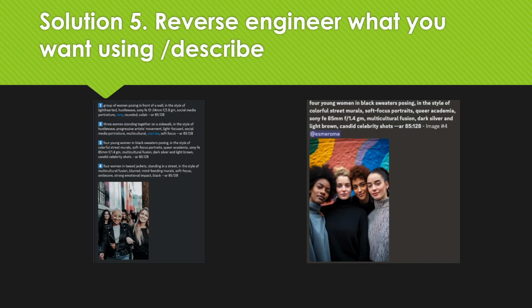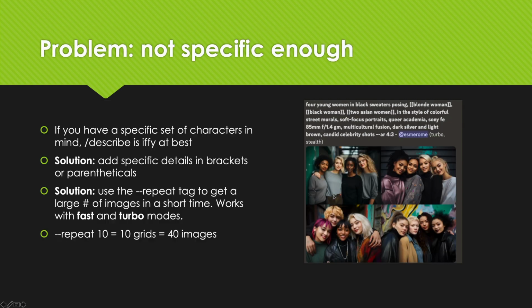Another option is to reverse engineer what you want using Describe. So I took this image from Unsplash and I described it and ran these descriptions through Midjourney, and I ended up with this as a result. Now this is not so helpful if you want specific images of characters, but it can give you some ideas of how to structure your prompt when you're trying to get an image of those characters. And so if you have a specific set of characters in mind, Describe is iffy at best. So try to add specific details in brackets or parentheticals.